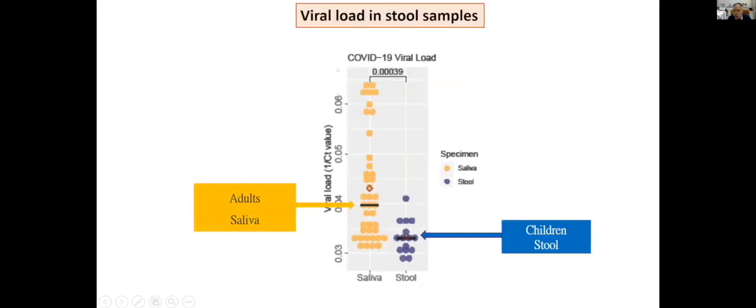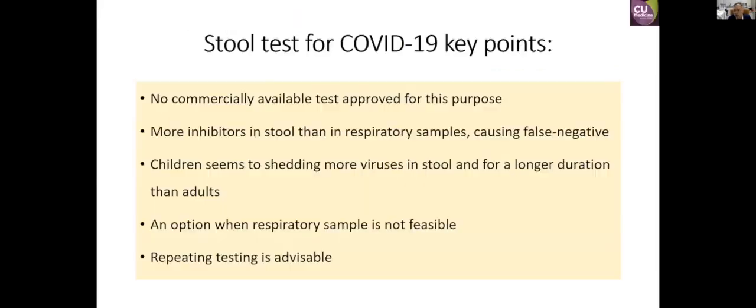And here are the viral loads of stool samples compared with adult saliva samples. The viral load is a little bit lower, but still within a very good margin for detection. So stool testing, in summary, for individual diagnosis, there is actually some inhibitor problem, but children tend to shed the virus in stool for a longer duration than adults, so it may be good for children. But repeat testing is necessary if you find a negative result.